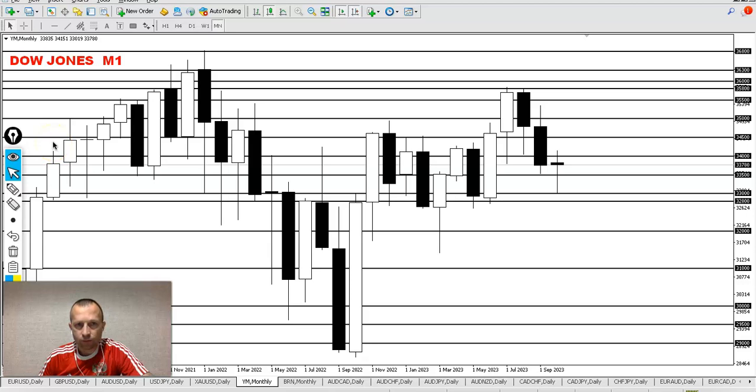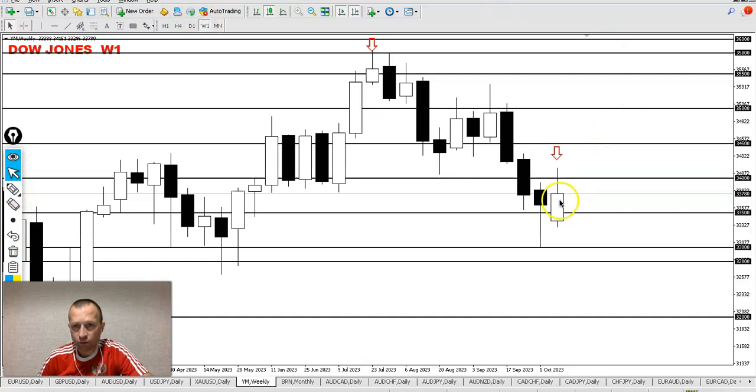Next, Dow Jones. Dow Jones is weak. September, it's two actually months in a row. August and September it's weak, and now also we have some weakness already. We retested 34,000, but the price was rejected from this level. Let's switch to the weekly.